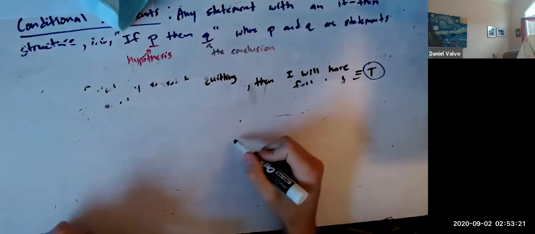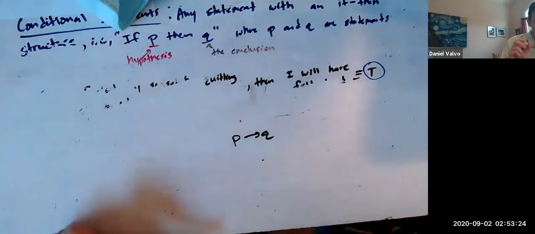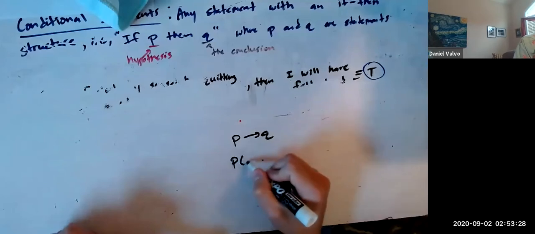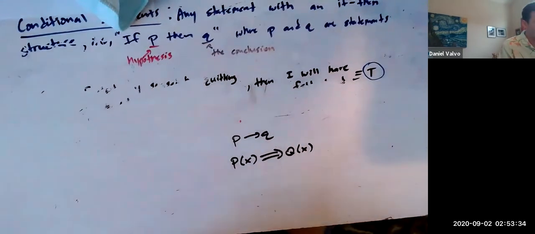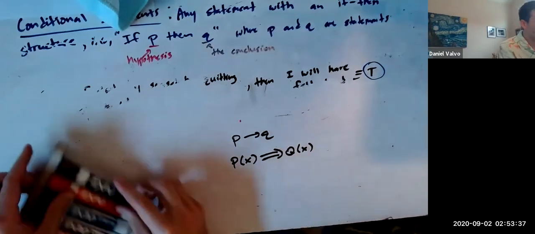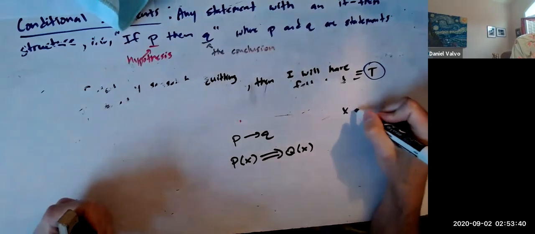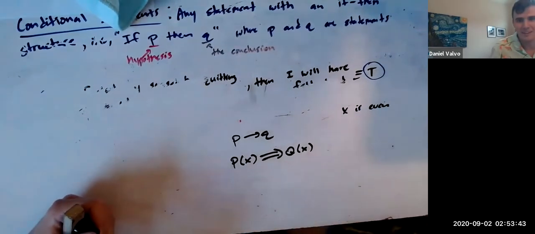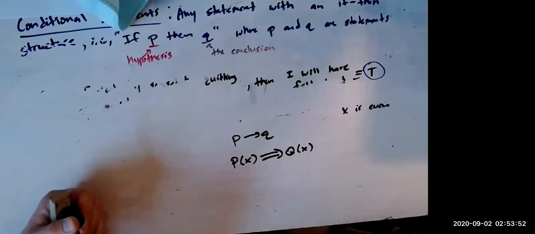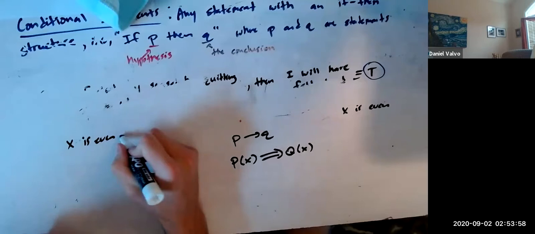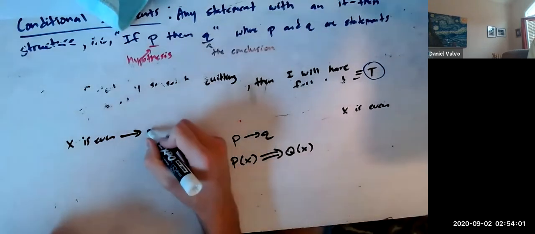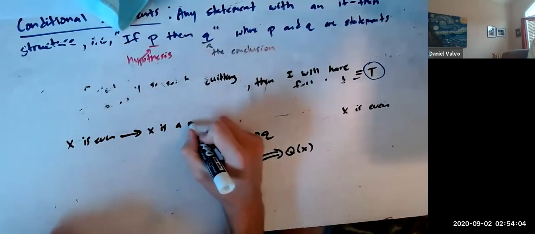There's a difference between P single arrow Q, and then we're going to have things later called predicates, predicate double arrow Q, like that. So P and Q, they're statements. Remember, we said that X is even. Is that a statement? No, because what's X, right? We don't know. So for example, it would not be correct to say X is even single arrow implies X is a multiple of 2.